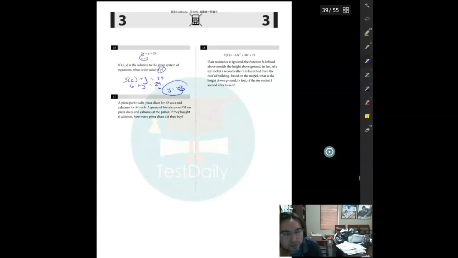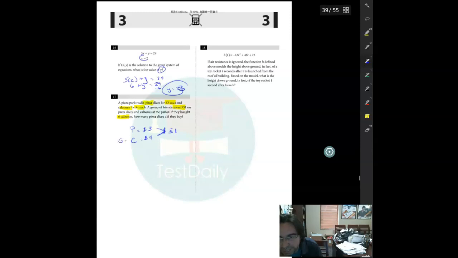Okay, looking at the next one, it says a pizza parlor sells pizza slices for $3 each, and calzones, so pizzas are going for 3, calzones are going for 4, setting up like a system of equation problems. A group of friends spent $51 on pizza slices and calzones at a parlor. If they bought 6 calzones, how many pizza slices did they buy? Well, as we try to construct this, we see that pizza is equivalent to $3, the calzones is equivalent to $4, they spent a total of $51, and they bought 6 calzones.